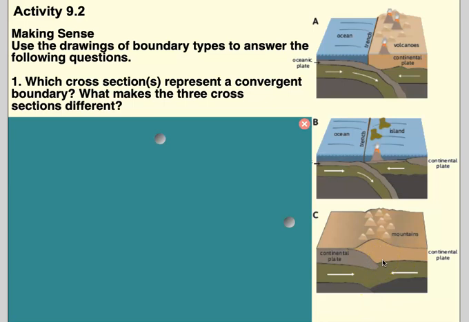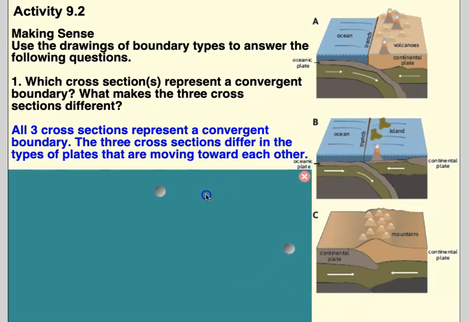So the first question is, which cross sections represent the convergent boundary? What makes the three cross sections different? Well, I've already kind of answered it in the introduction. All three represent convergent plate boundaries. You know this because all the arrows show that the plates are coming together. However, what makes them different?